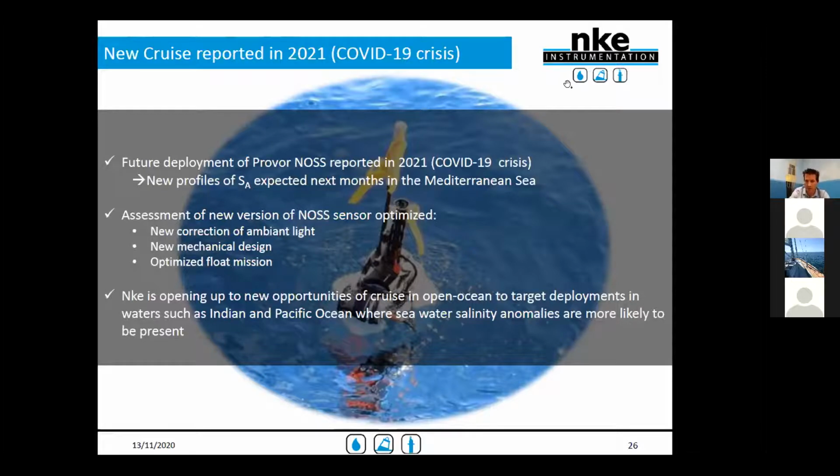My last sentence is that NOSE is opening up to new opportunities of cruises in open ocean, to target deployments in waters such as the Indian and Pacific Oceans, because we know that in these areas we have very high composition anomalies, where seawater salinity anomalies are more likely to be present, of course.